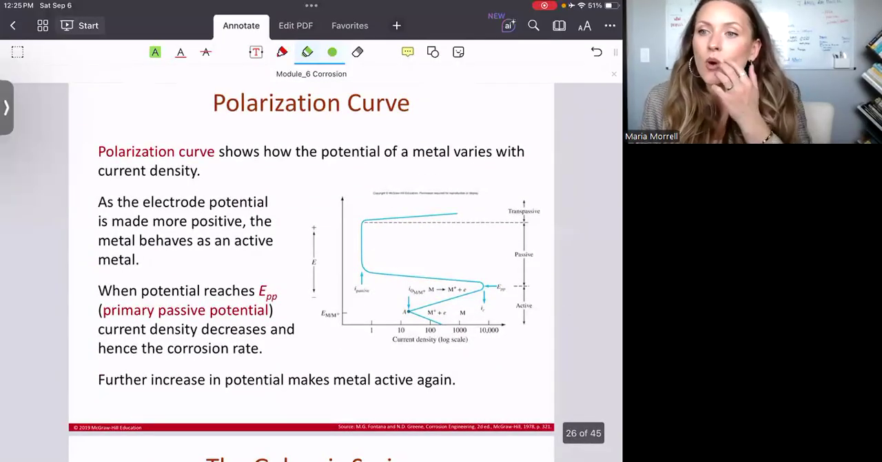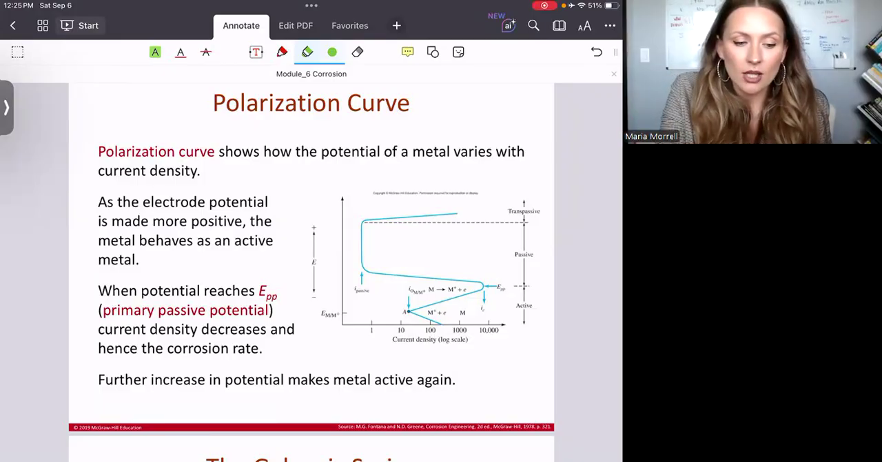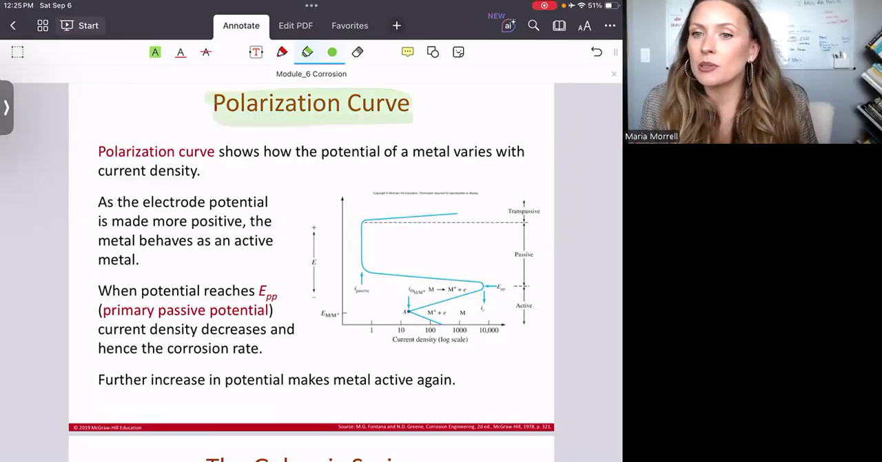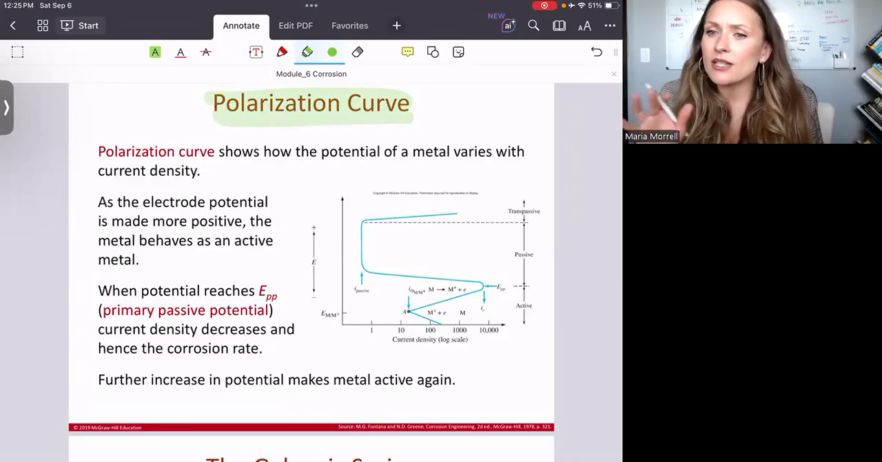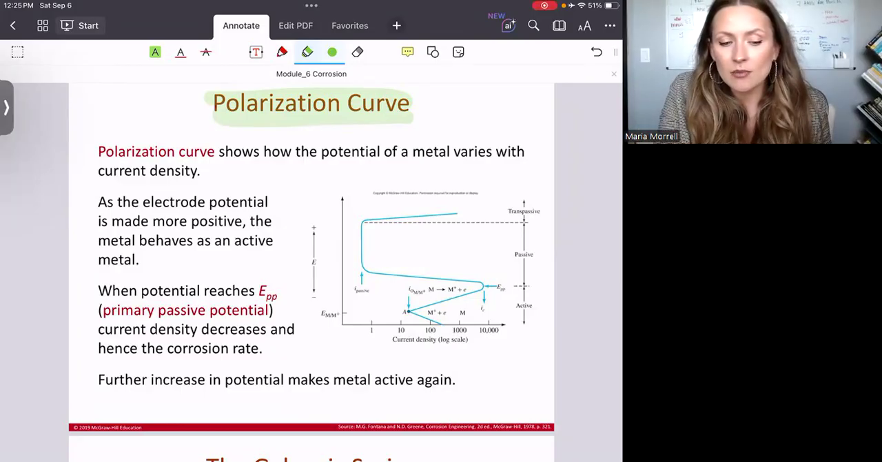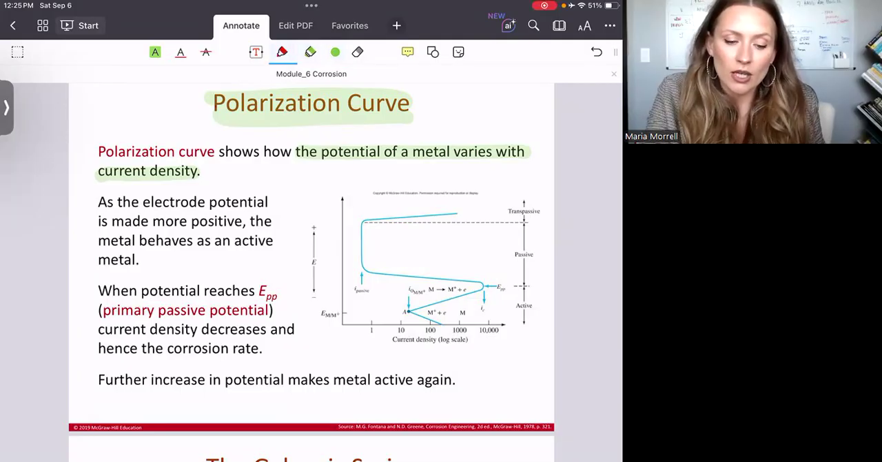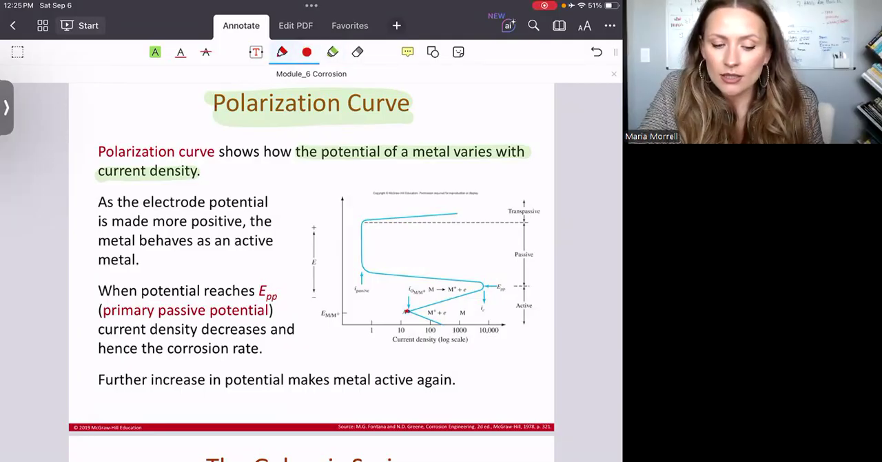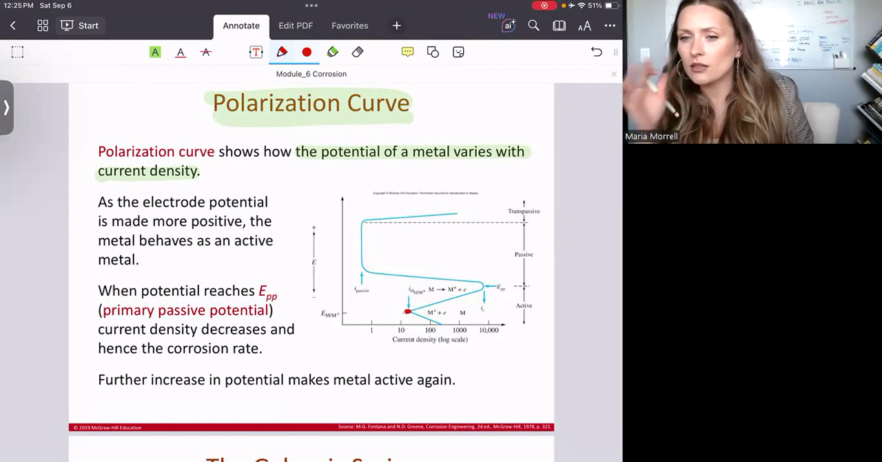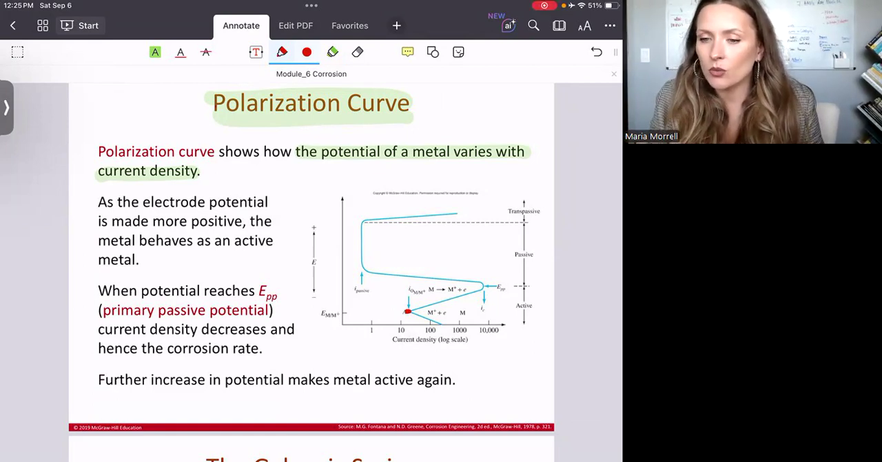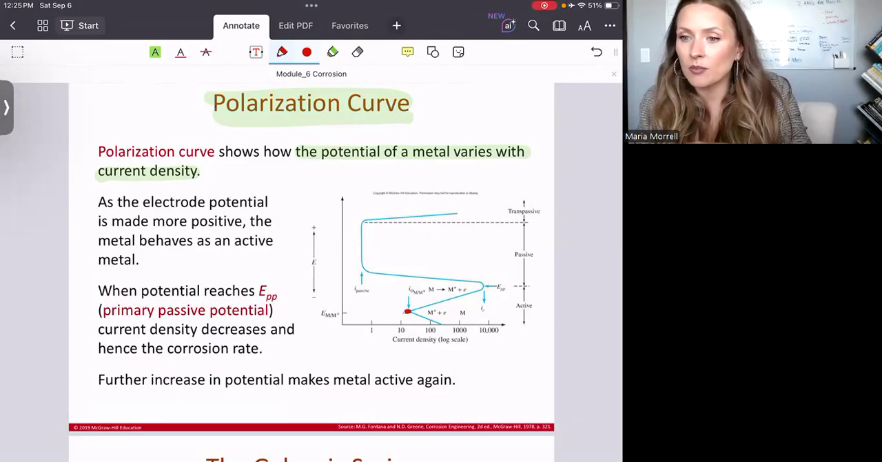And the way to actually represent that, you can represent this by the polarization curve. What a polarization curve shows is how the potential of a metal varies with current density. I'd like to show you the following. Let's start. Let's imagine I'm at point A, marked with red right now, and that is my equilibrium half cell standard potential for a specific metal. It doesn't matter which metal it is. Could be iron.